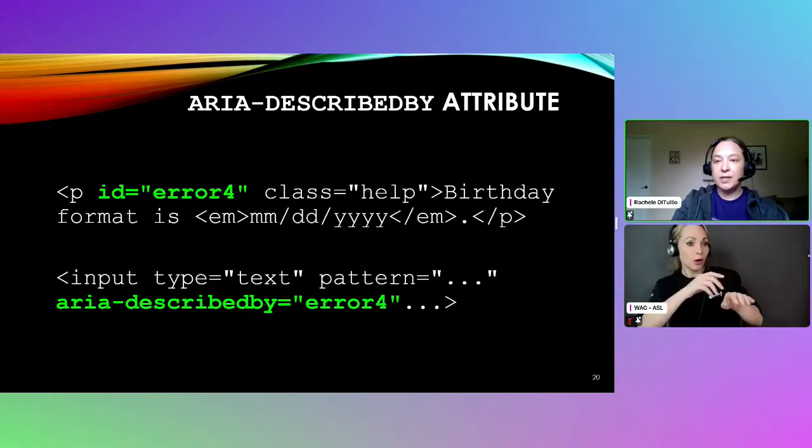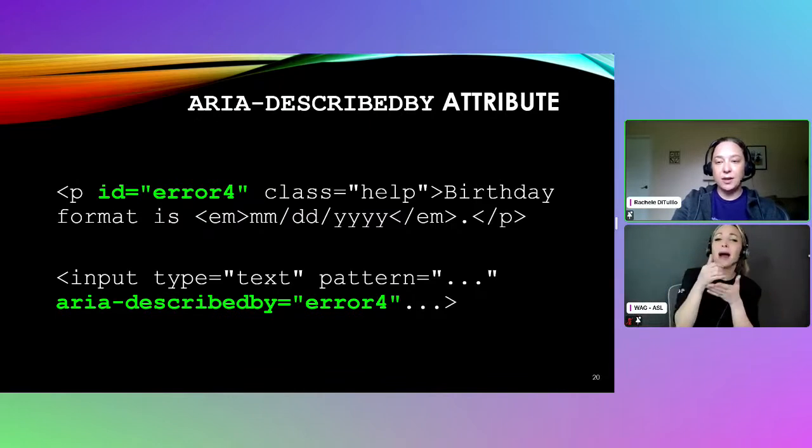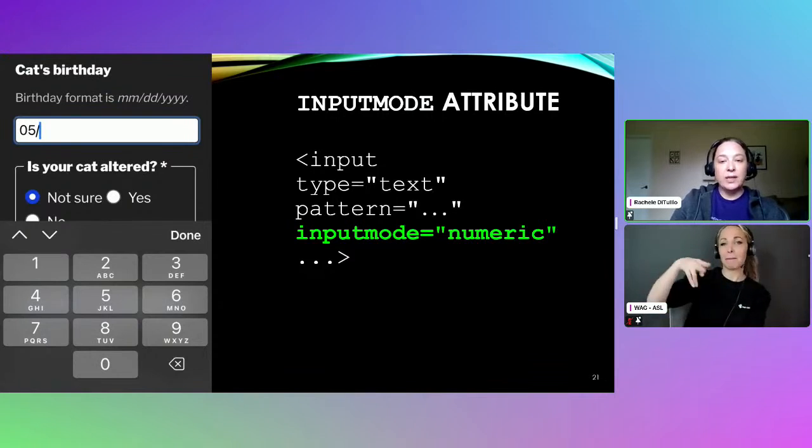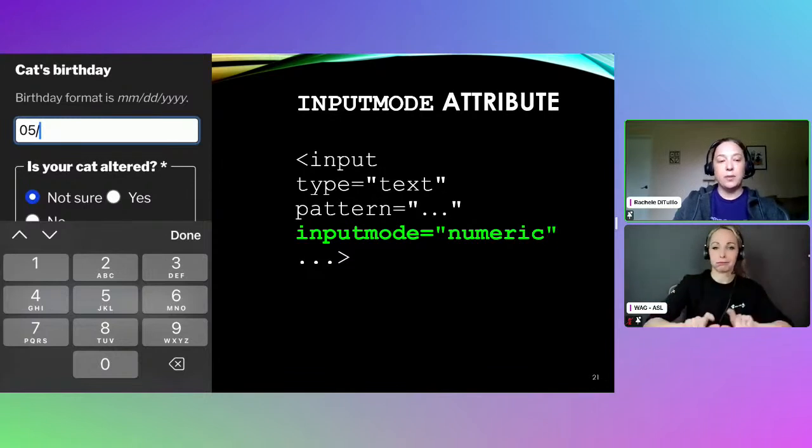There's one other attribute I want to mention that can help your users with filling out information like dates on their mobile devices. There's an inputmode attribute, and it's just one word, inputmode, and there are different types of input modes, but a common one is numeric. There's a screenshot on the screen of my iPhone, and it's got the cat's birthday field. I've started entering the date, and you can see that the numeric keypad is displaying as the virtual keyboard rather than the regular full keyboard.